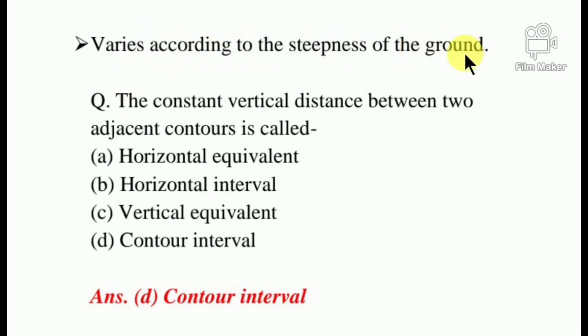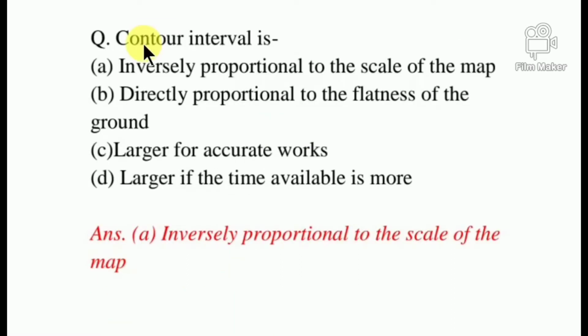Now let's see a sample question from APSC paper. It is asked, the constant vertical distance between any two adjacent contours is called. That means here we are asked the vertical distance between two contours, what it is called. So our answer will be contour interval. That is our option number D. Another question, the contour interval is always inversely proportional to the scale of the map. So the answer will be option A.